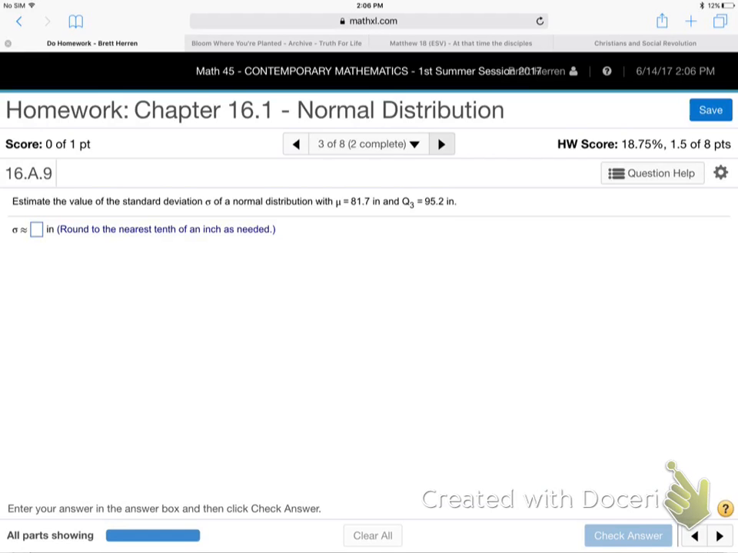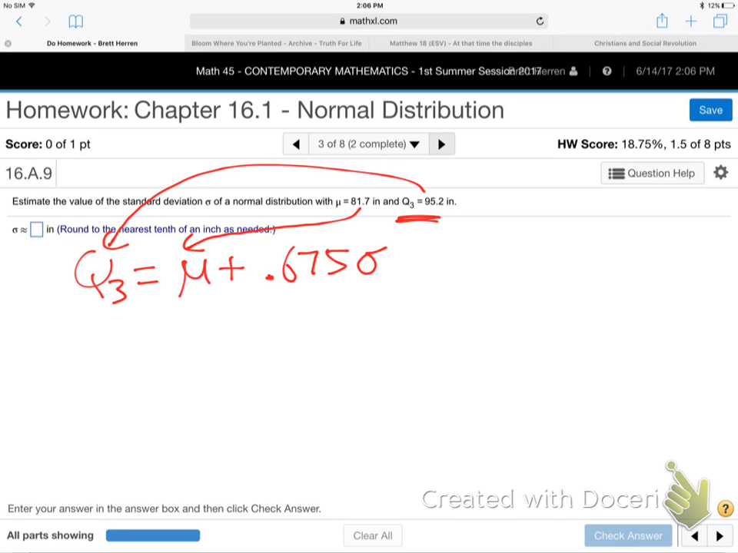Okay, let's take a look. Same formula. So they're talking about Q3 on this problem. Let's right away, without any further delay, write down the Q3 formula that I just gave you, which is mu plus 0.675 sigma. Write that down. They're giving me the mu. They're giving me the Q3. 95.2. 81.7.